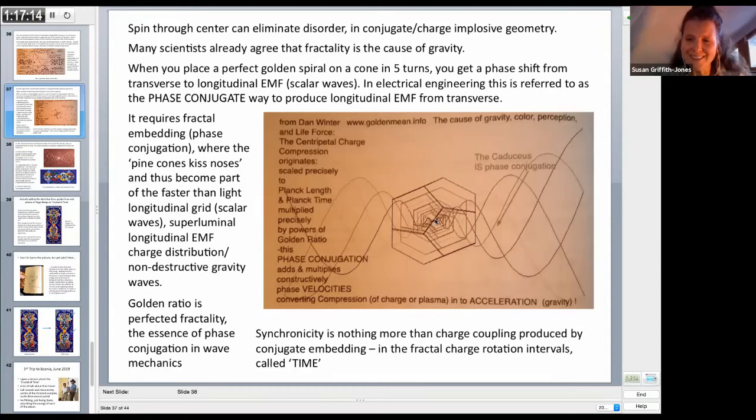Good consciousness is made. Golden ratio is perfectly fractal, perfect fractality, the essence of phase conjugation in wave mechanics, where synchronicity is nothing more than charge coupling produced by conjugate embedding in the fractal charge rotation intervals called time. Now, I'm going to come on to that subject in our next session, because this is something that I've been discussing with Dr. Corinne, in fact.